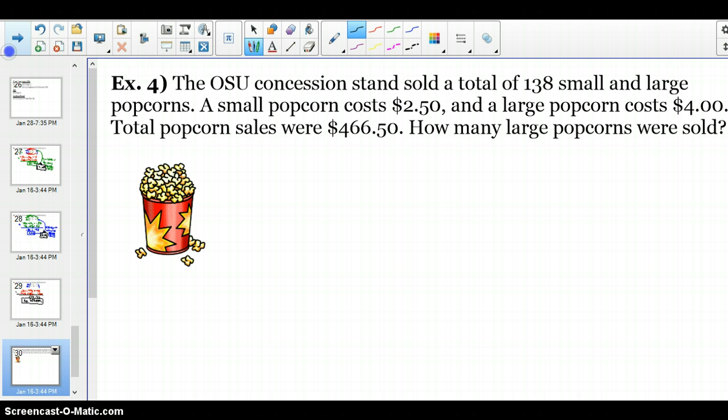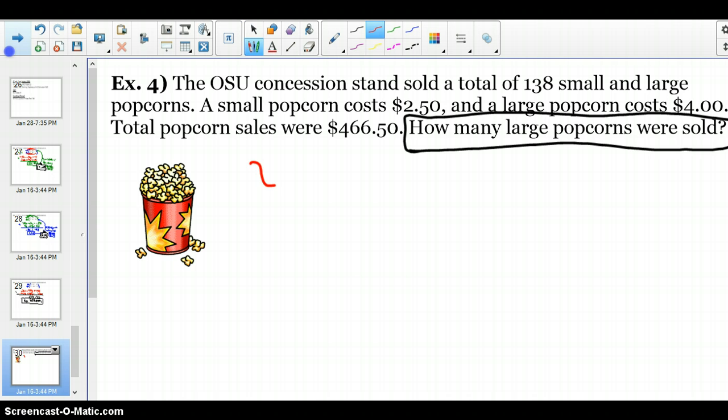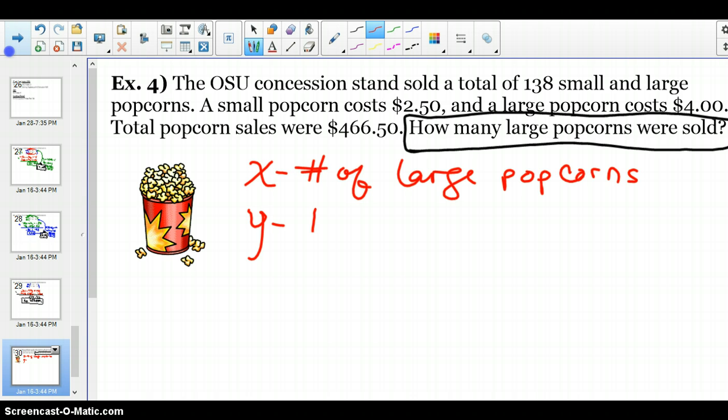All right, let's do one more. And this is a word problem. All right, so the OSU concession stand sold a total of 138 small and large popcorns. A small popcorn cost $2.50, a large popcorn cost $4. The total popcorn sales were $466.50. How many large popcorns were sold? There's the question. That is going to motivate your variables. So I'm going to say x is the number of large popcorns and y will be the number of small popcorns.